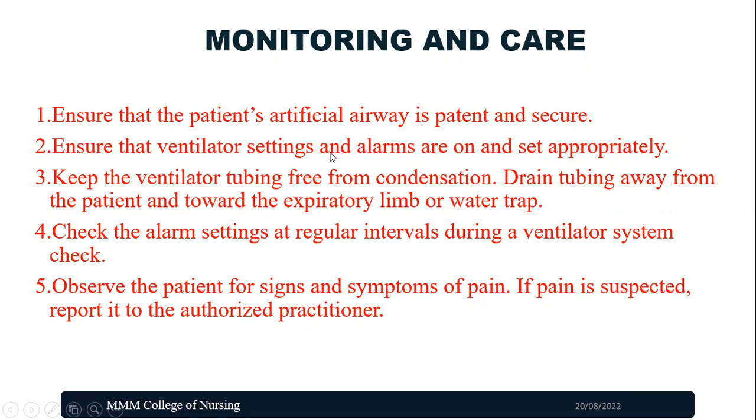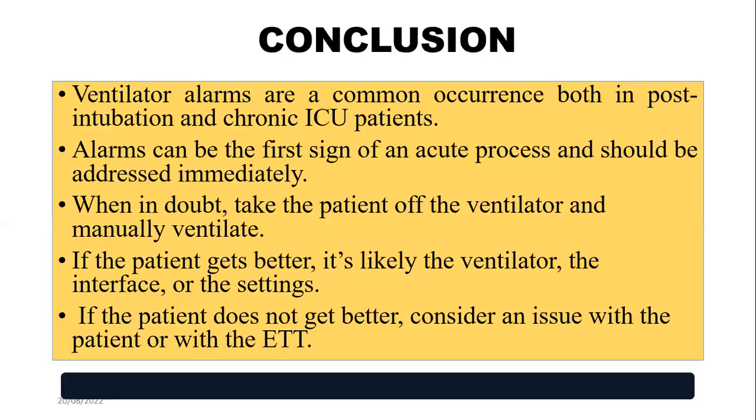So ongoing care requires ensuring that the patient's artificial airway is patent and secure. Ensure that ventilator settings and alarms are on and set appropriately. Keep the ventilator tubing free from condensation, drain tubing away from the patient and toward the expiratory limb or water trap. Check the alarm settings at regular intervals during a ventilator system check. Observe the patient for signs and symptoms of pain. If pain is suspected, report it to the authorized practitioner.